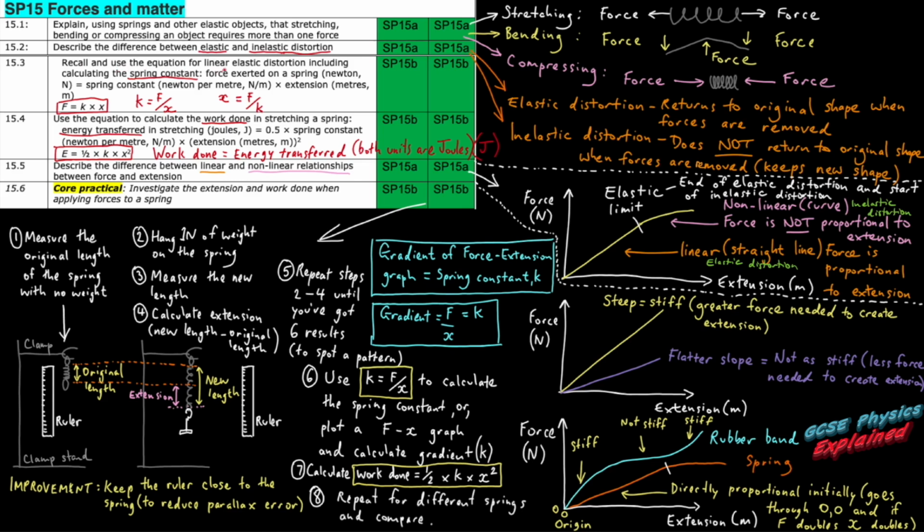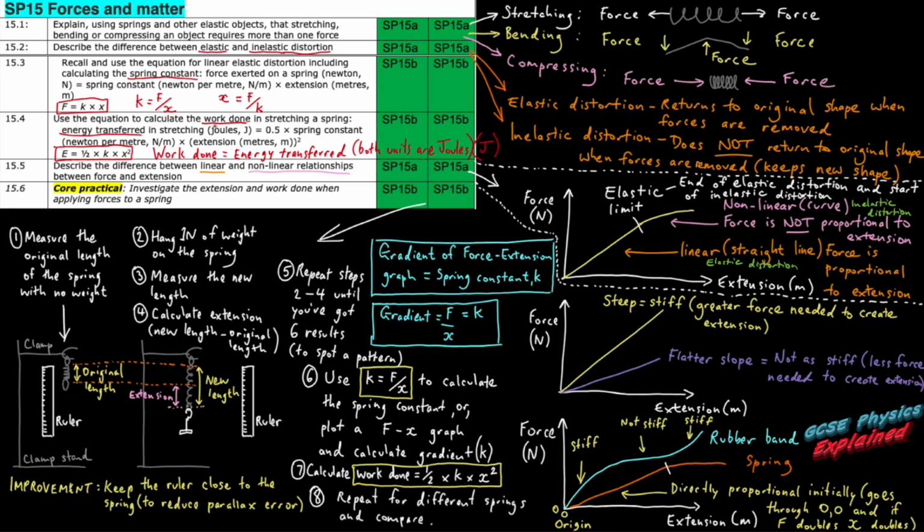Recall and use the equation for linear elastic distortion. So F equals kx. So that's force equals the spring constant times the extension of the spring. You often rearrange it to get the spring constant. You just do the force that you've put on the spring divided by how much the spring extended by.